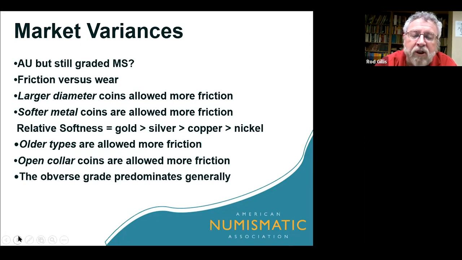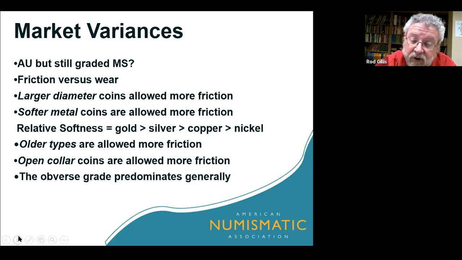So gold is the softest of the metals, and it's also the most valuable. Therefore, graders often allow a little bit more leeway with gold coins because they're so soft and can pick up nicks and hits, especially the large gold coins, more easily than any others. Silver is a soft metal, but not as soft as gold. And so they don't give quite as much leeway with silver coins as they do with gold coins, but they do give more leeway with silver coins as opposed to copper, because copper is a harder metal.